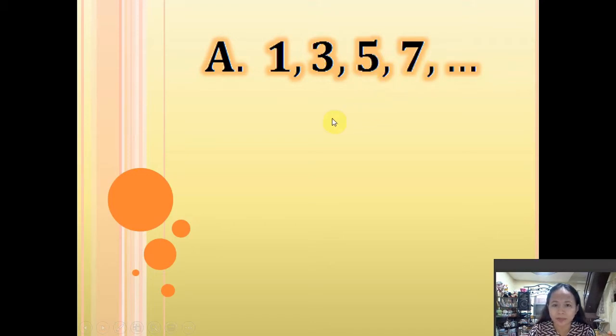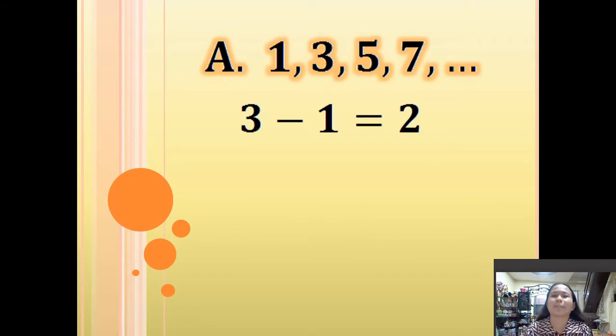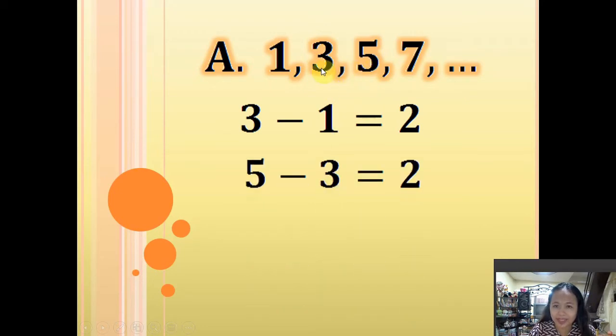Or, how about if we get the differences? That is, subtract the first term from the second term. So that's 3 minus 1, and that is 2. Next is subtracting the second term from the third term. So that's 5 minus 3, that is also 2. Next is subtracting the third term from the fourth term. That's 7 minus 5, that is 2.